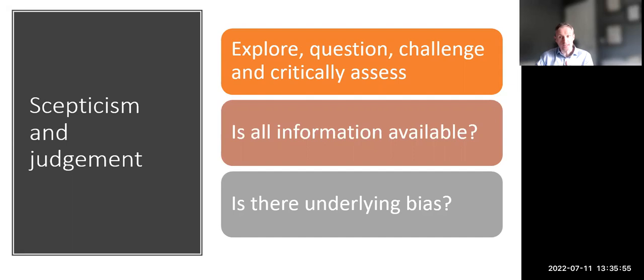You also need to be able to identify, have you access to all of the information that's required? So again, when you're looking at a scenario, you need to be able to identify, is there additional information that would be necessary in order for me to be able to give a definitive answer or a definitive recommendation? You also need to be conscious that there might be underlying bias.